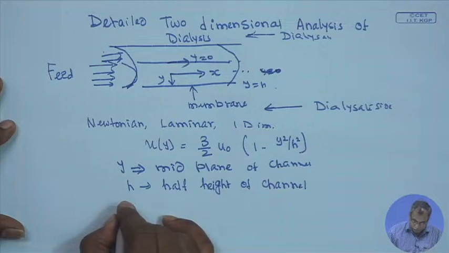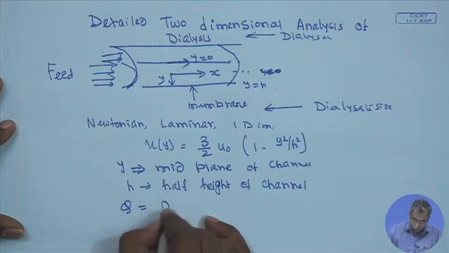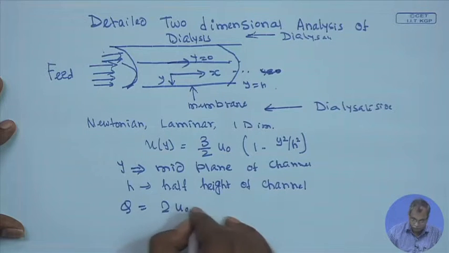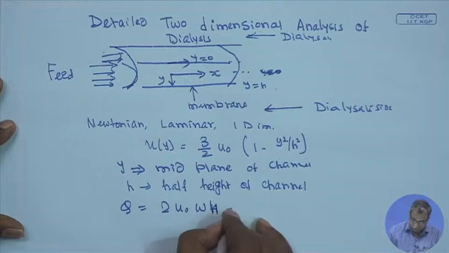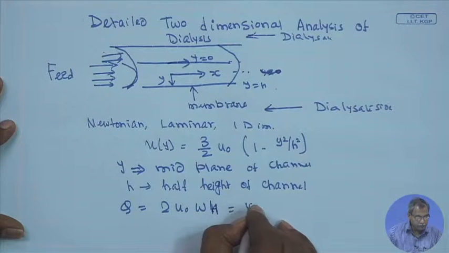Next, we write down the Q. Q is equal to 2 U0 WH, this is the volumetric flow rate.